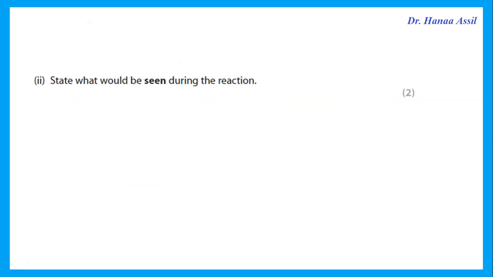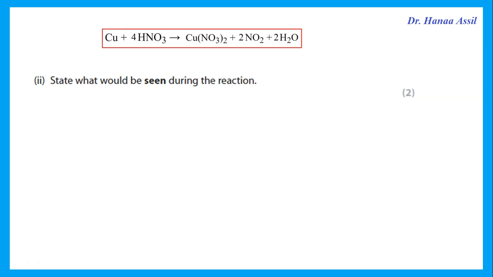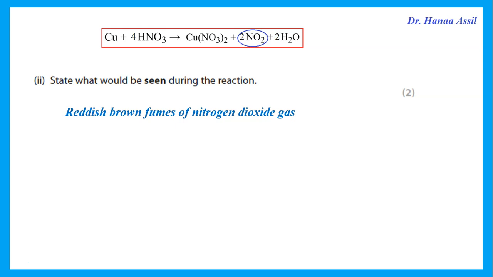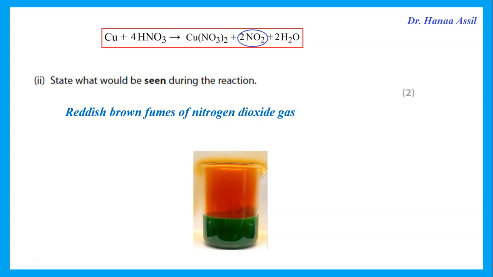State what would be seen during the reaction. What was the reaction again? He reacted the copper with nitric acid. So this should give copper nitrate and nitrogen dioxide gas. Do you know the color of nitrogen dioxide gas? You should know that nitrogen dioxide gas is reddish brown fumes. So one thing I would observe is reddish brown fumes of nitrogen dioxide gas. The other thing is when the copper reacts with the nitric acid to form copper nitrate, this copper nitrate forms a green solution, or actually it could be a little bit bluish, but a green solution is formed.